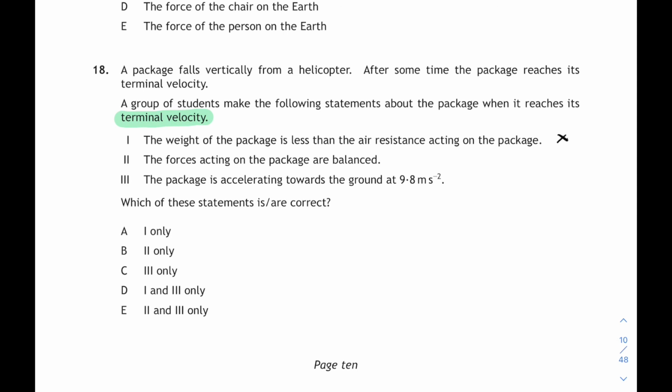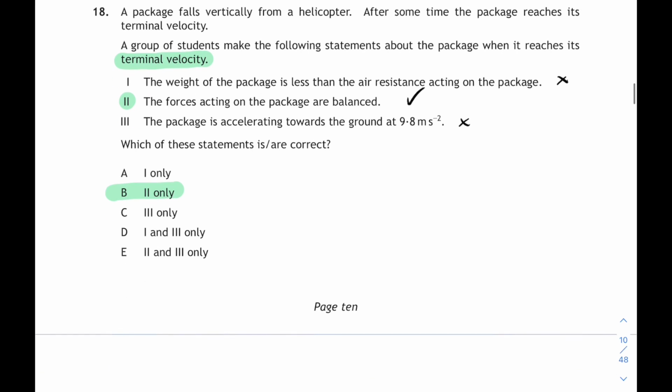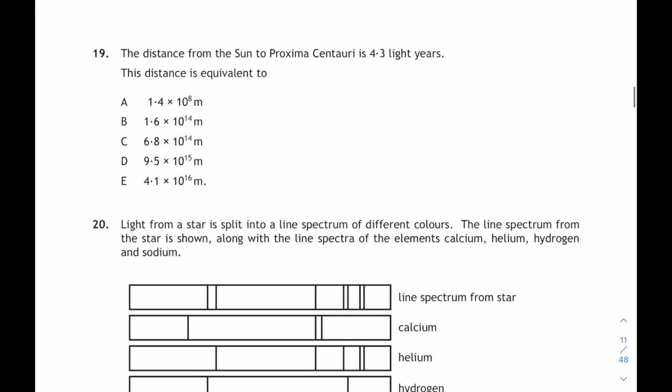Statement 2 is correct because it says the forces are balanced, and 3 is incorrect because the package is not accelerating. It is falling at a steady speed. So only statement 2 is correct. That means 18B.